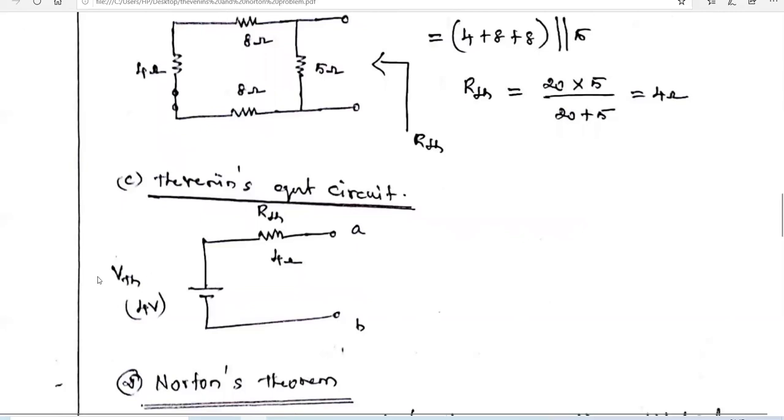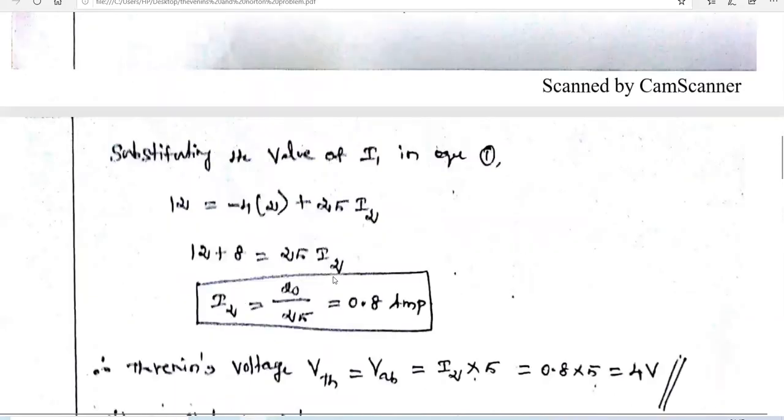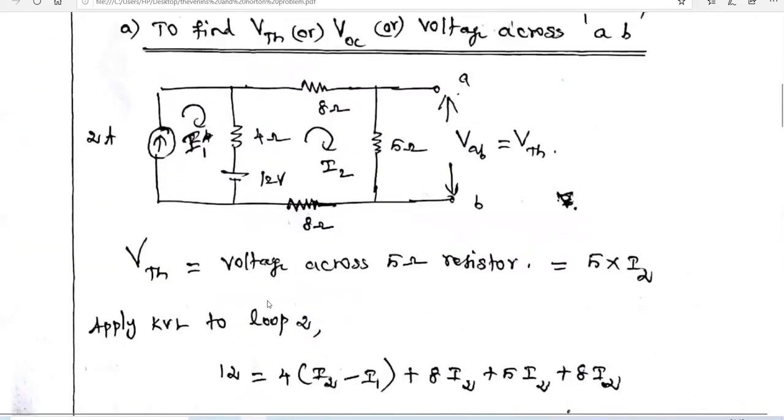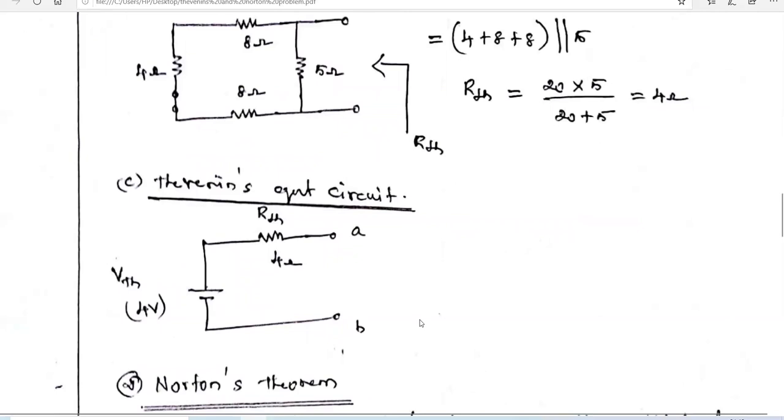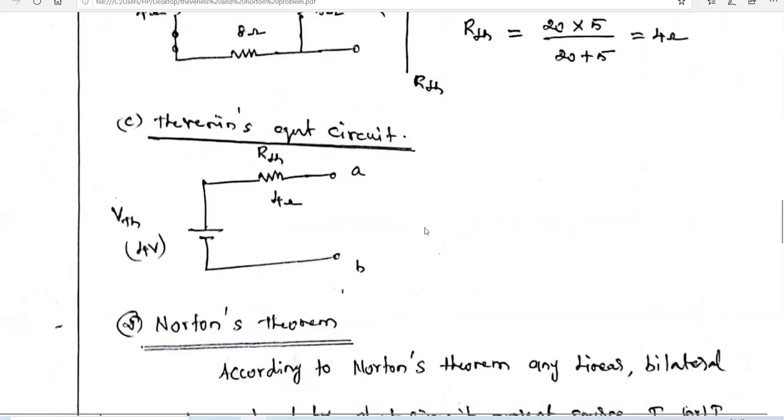What is the Thevenin's voltage we calculated? We calculated the VTH value as 4 volts. And what is the value of RTH? It is 4 ohms. So we draw the terminals A and B. This is the Thevenin's equivalent circuit of the given complex circuit, the Thevenin's model. So this is the procedure to solve the problem using Thevenin's equivalent circuit.